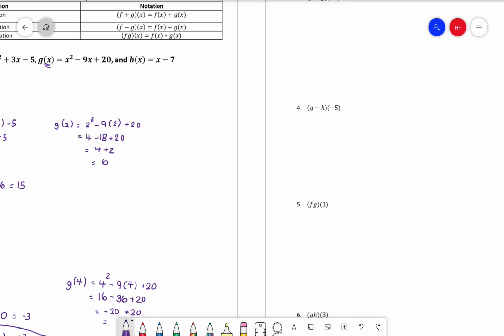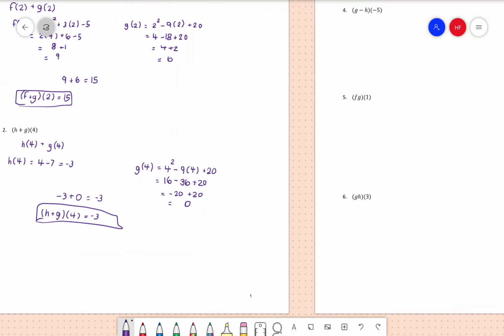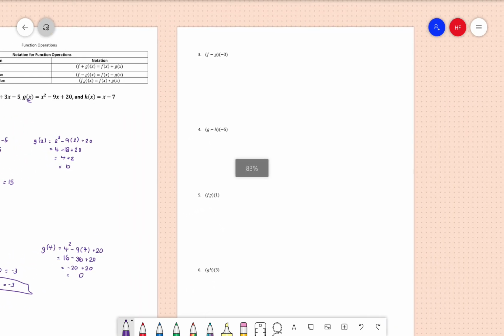Okay. Let me see if I can see these functions at the same time.